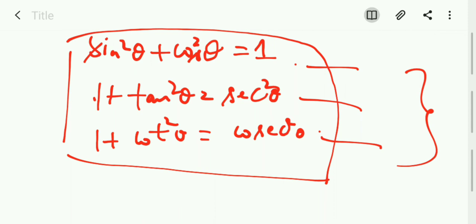Till then, make sure you practice the sums, you practice the identities, and you revise them. If you know it, it's well and good. Please make sure you revise it.